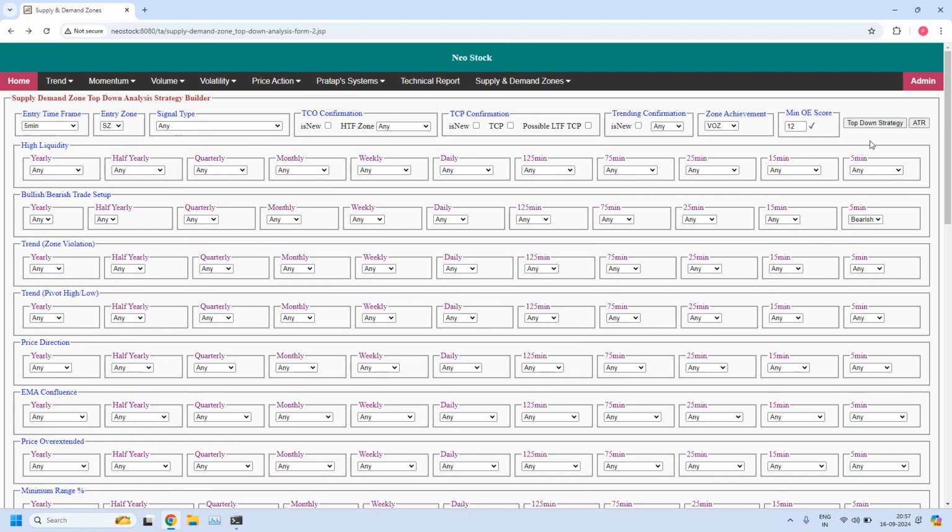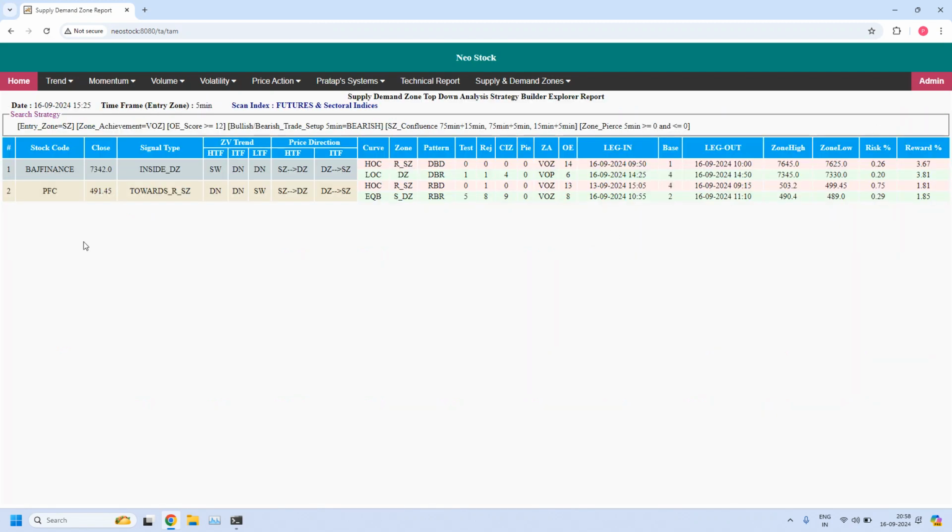That means 5 minutes and 15 minutes together are part of the 75 minute zone. Oh, both the stocks are having even HTF confluence. That means the 5 minute zone is part of the 15 minute zone, and 5 minutes and 15 minutes together are again part of the 75 minute zone. And if these 75 minute zones are having EMA confluence, daily EMA confluence, probably a high probability trade setup. But only the second stock is valid.